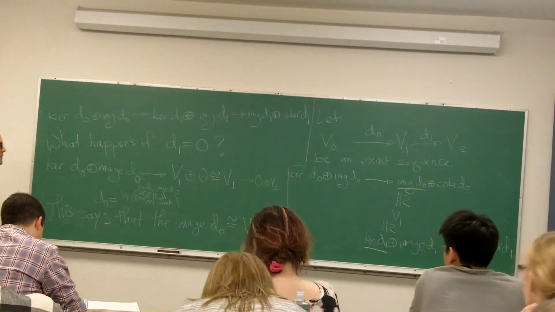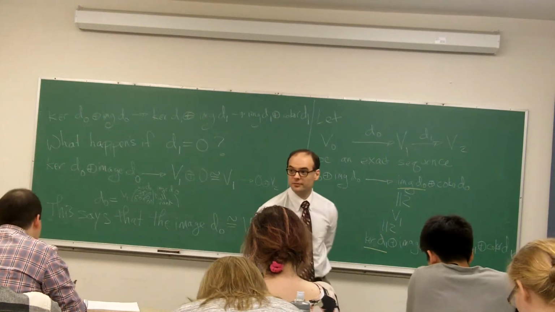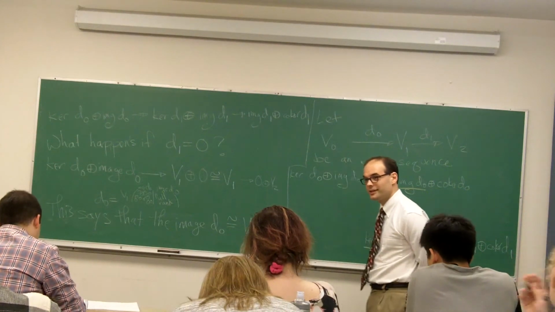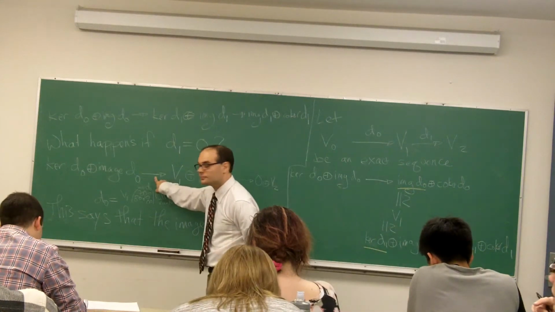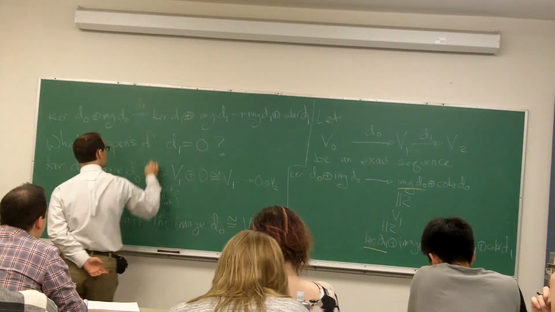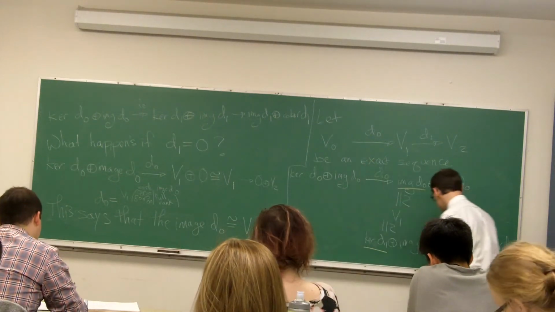The image of D0 maps entirely onto V1. Put another way, D0 is surjective. So every time you've written an arrow on the left-hand side of this board, that is D0? This is D0. Yes, I should have said that. This is D0 here, and this is D1 here.